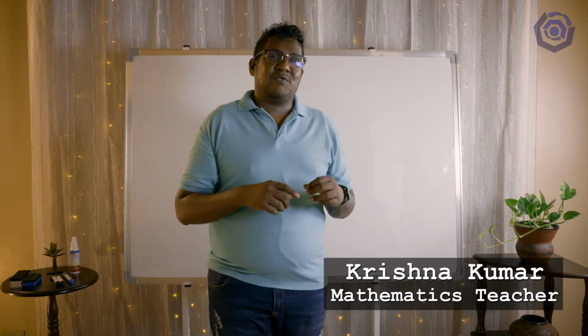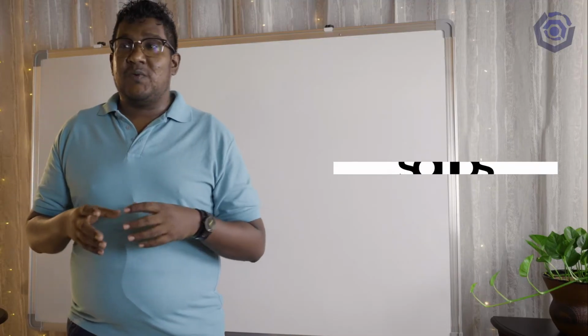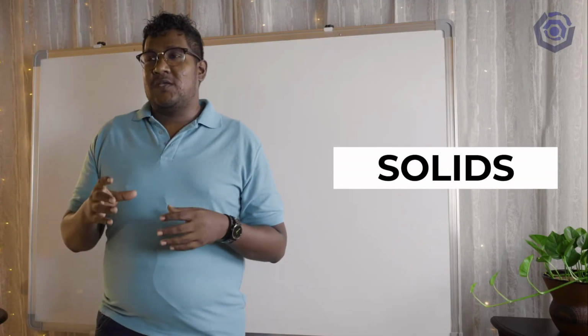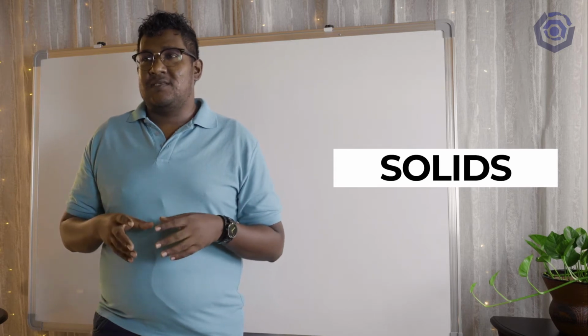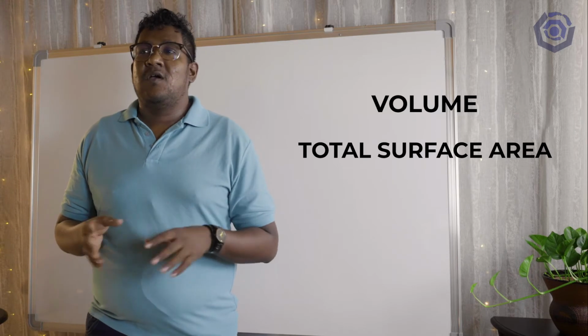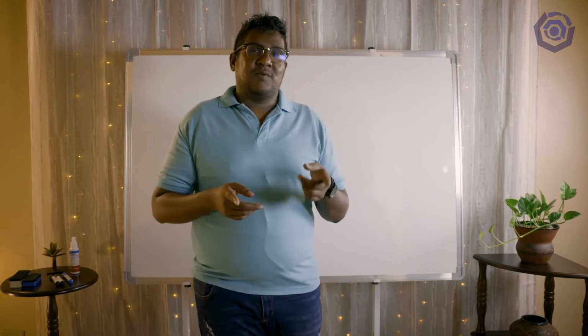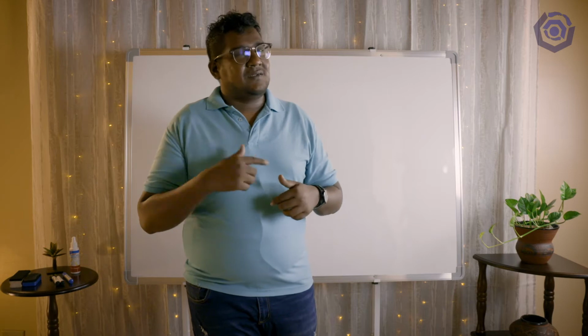In our last episode, we looked at solids and more specifically, we looked at the nets of solids. Today, we're going to continue with solids, but we're now going to go to the individual solids and find the volume and the total surface area of those solids. But before we go to that, let's first define what is volume and what is total surface area. So get your books, pencil, pens, and let's get into it.